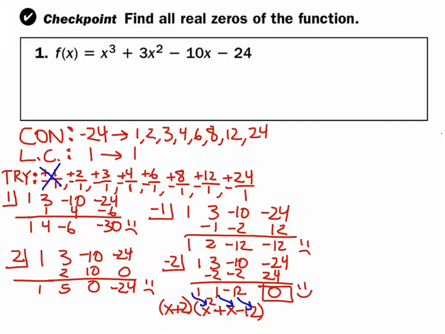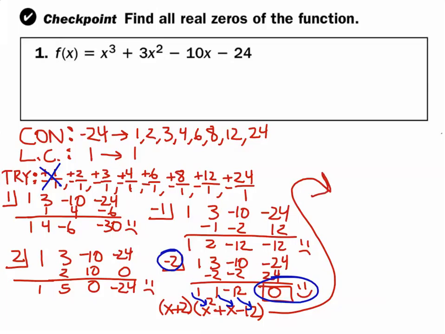We were finishing the checkpoint at the bottom of page 1. We had finally figured out that -2 is one of the zeros. Use synthetic substitution. It ended with 0 at the end. That made us happy. And we were also able to use the information from the bottom of the synthetic substitution to write the polynomial factored a little bit. Now we're going to finish up here.